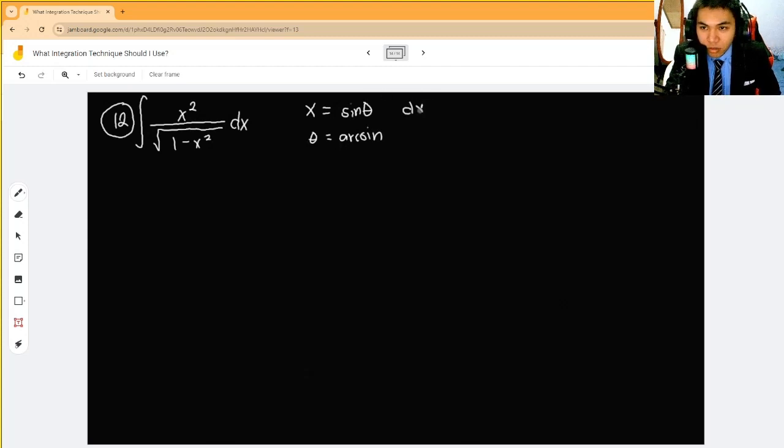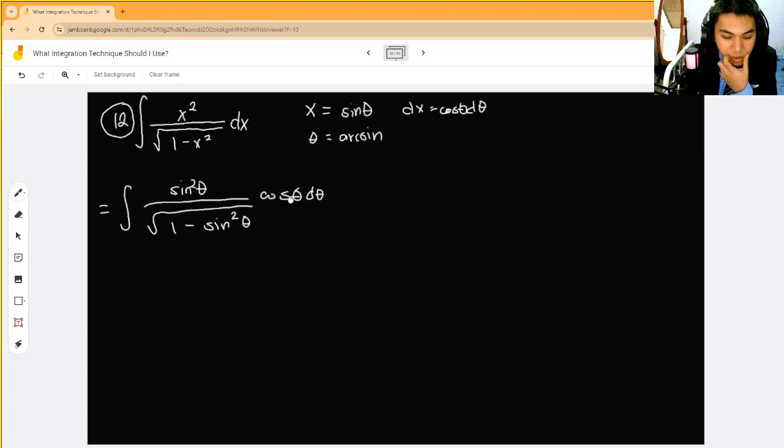Okay, and dx would, of course, be cosine theta d theta, right? So let's go up here. Now we have the integral of, x is sine theta, so we have sine squared theta over the square root of 1 minus sine squared theta. Then we have cosine theta d theta. Is that right? Yeah.